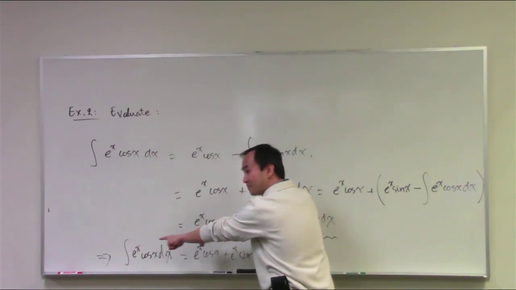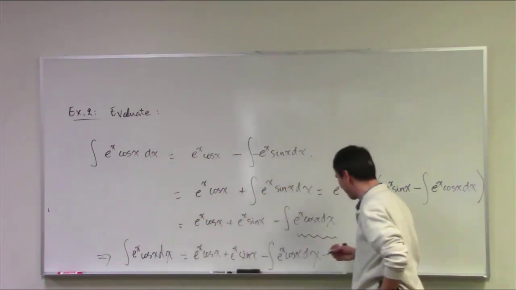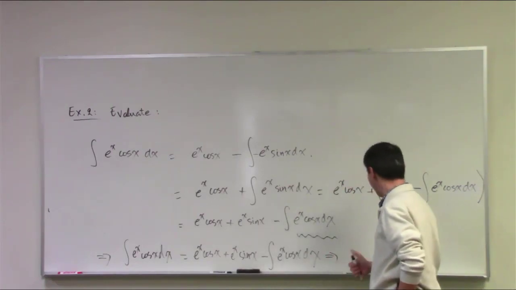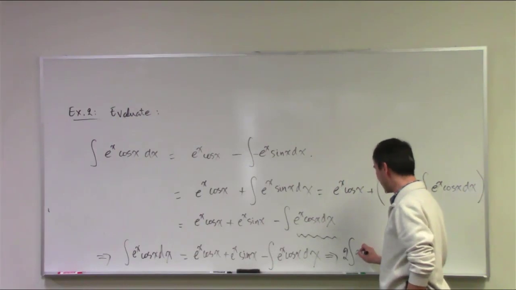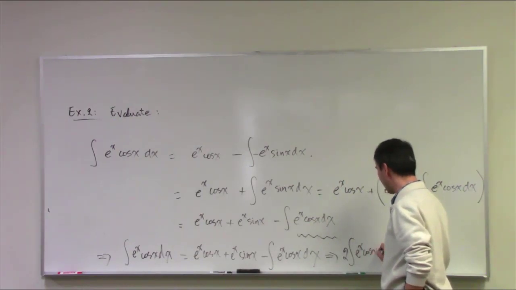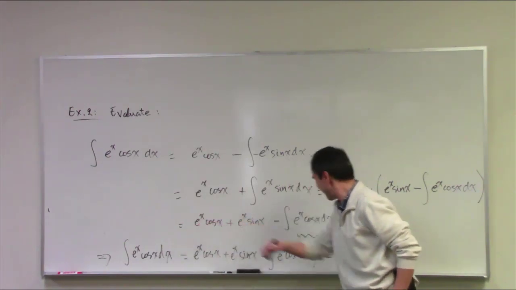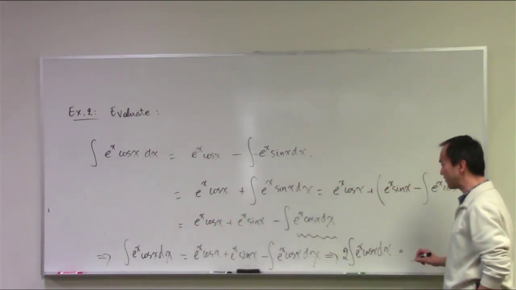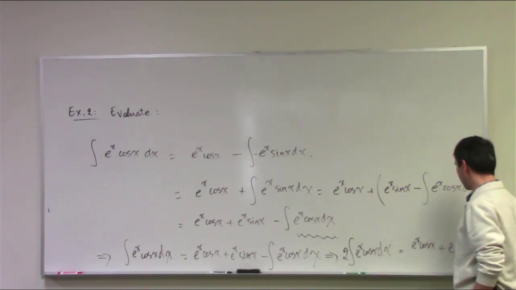See what I'm saying now? I'm adding this negative sign term right here to the other side. My next step here, importantly, turns out to be 2 times the integral of e to the x cosine of x dx, because I added that to the other side. You guys believe that? So on the right-hand side, everything I have left behind here is just e to the x cosine of x plus e to the x sine of x.